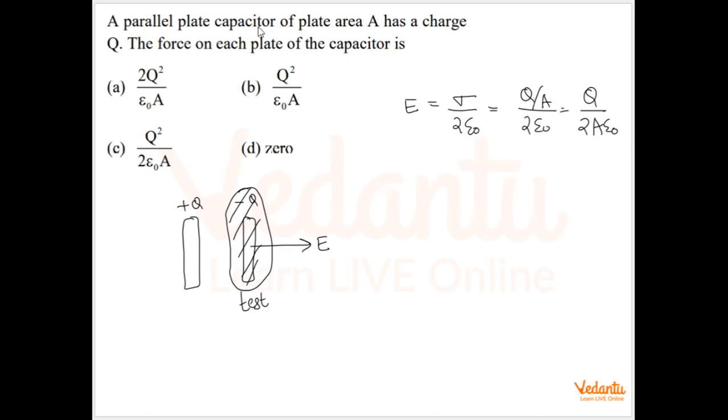Now, if we put a negatively charged plate here in this electric field, then that negatively charged plate is going to experience a force. That force is going to be given by Q E. That will be Q squared by 2A epsilon, which will be option C.